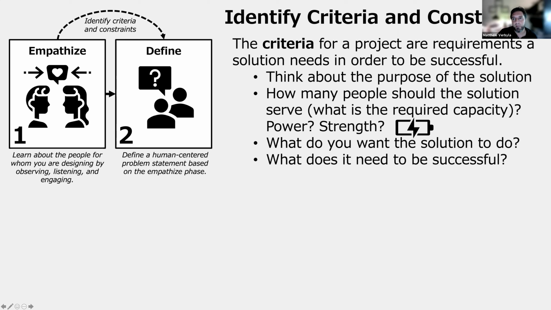So the criteria for a project refers to the requirements that a solution needs in order to be successful, right? So you think about the purpose of a solution. You know, what is the purpose of the solution? How many people should it serve? So if we're designing like an electrical system, what's the power requirements? How many people are going to be using the system? What's the required capacity? Often these are questions of things like power, strength, volume, flow rate, right?